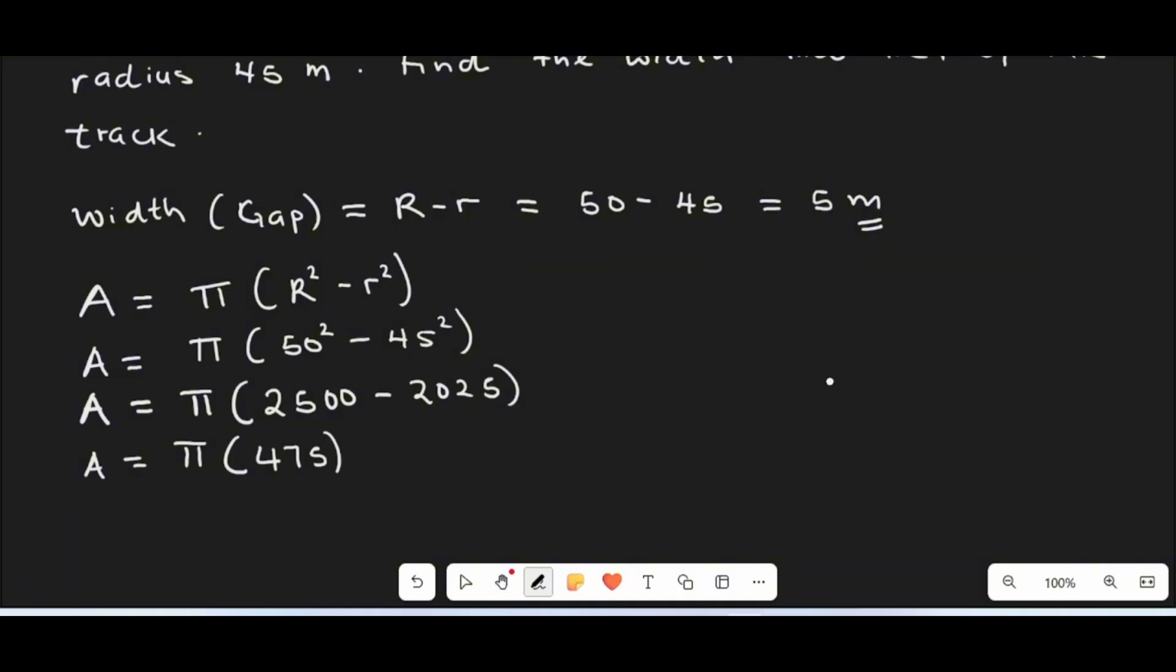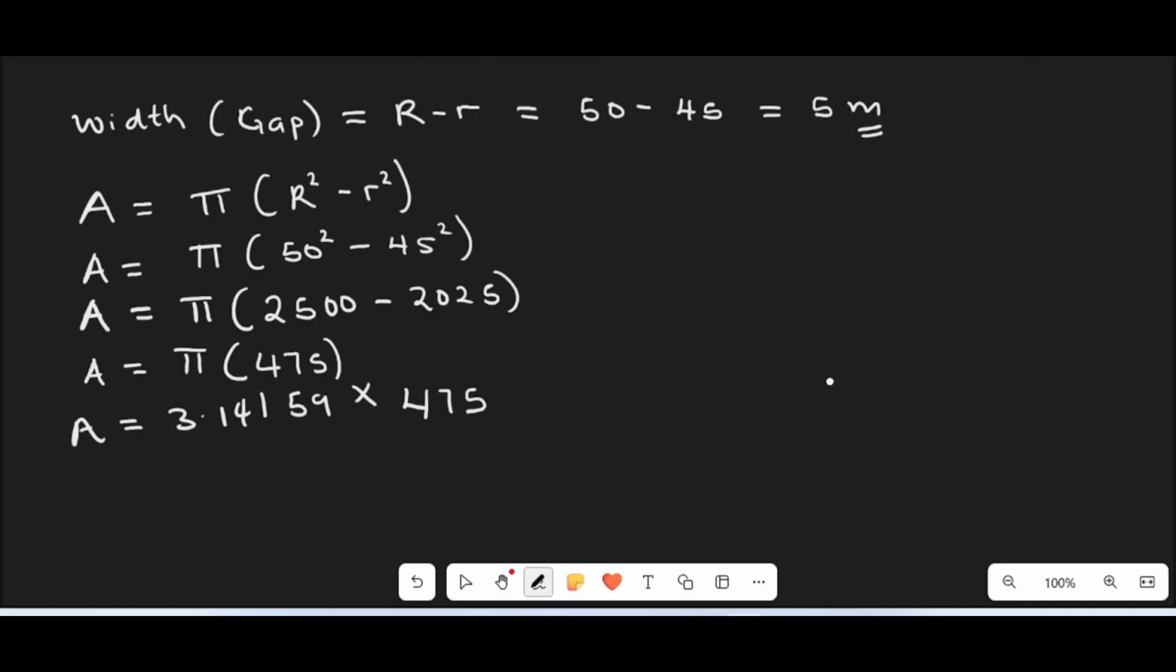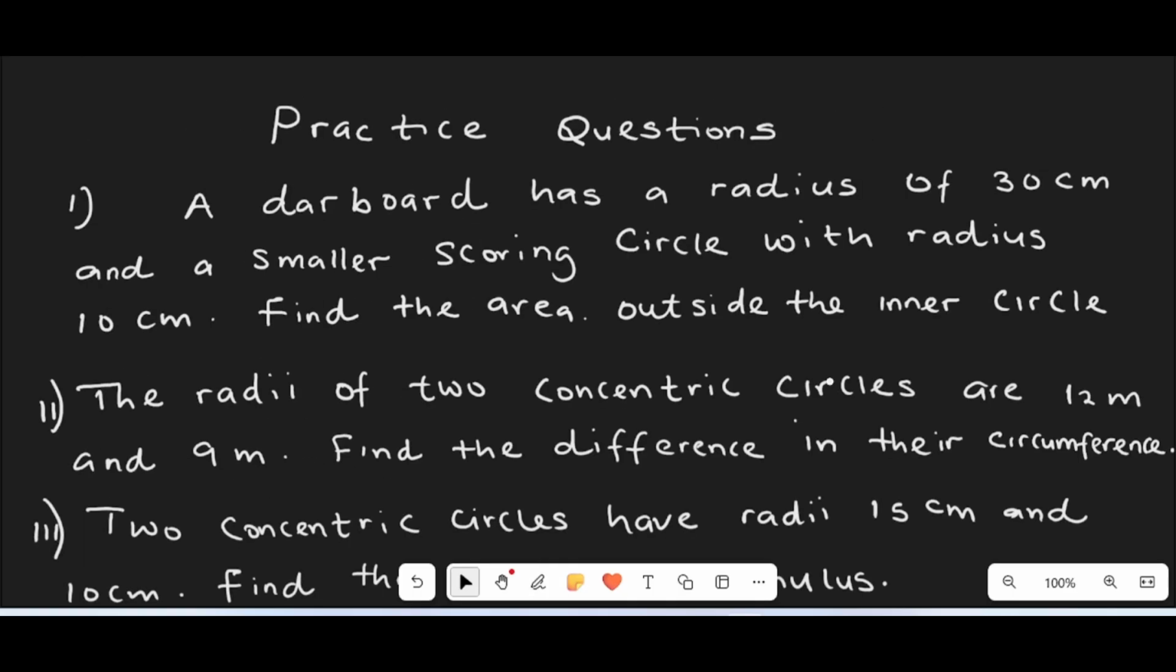If we take pi to be 3.14159, our A equal to 3.14159 multiplied by 475. Our A will be equal to 1492.26 meters squared. Practice questions.